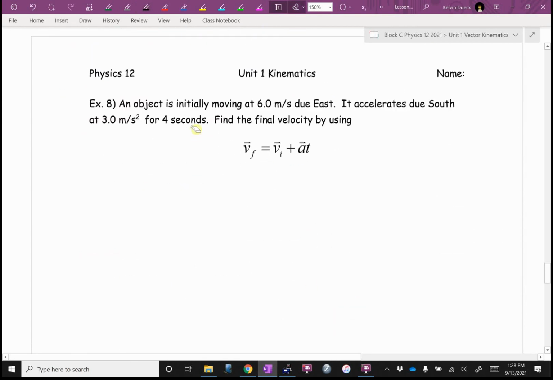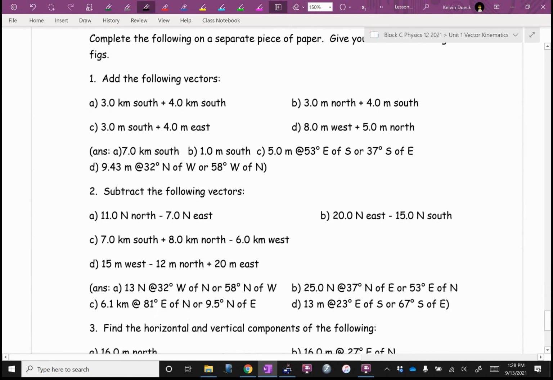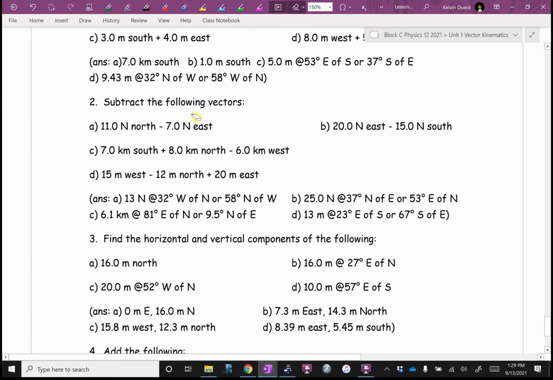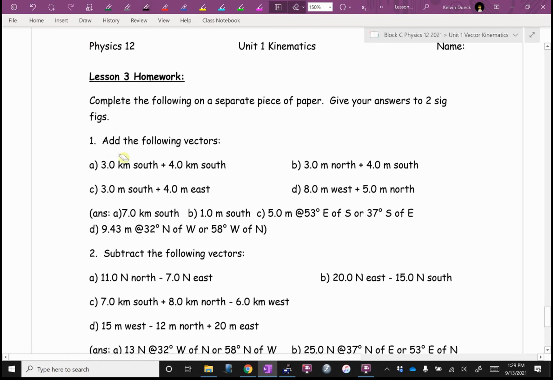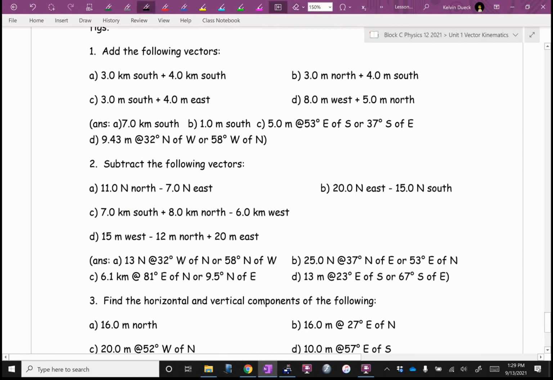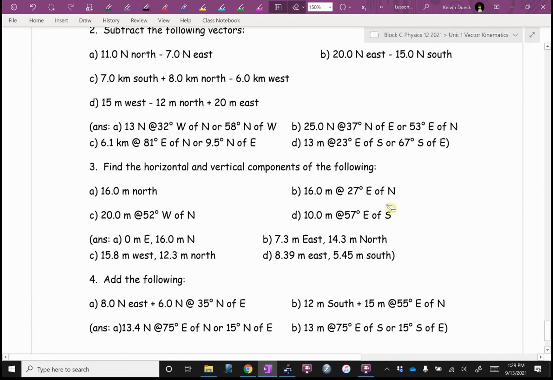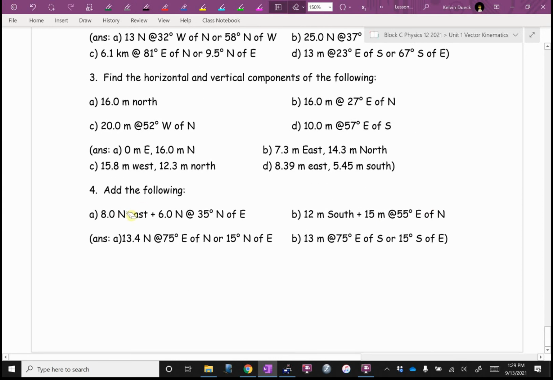I'm not going to get to example 8. I'll start next class with that, but you don't need it for the homework. On a separate piece of paper, try every one of these. Some of these are a little bit tricky. Some of these are so easy that they're tough. So in number 1, you're just adding the following vectors. Number 2, you're subtracting vectors. Number 3, you're finding horizontal and vertical components. And then number 4, you have 2 non-right-angled triangle questions. So do your best, my angels.